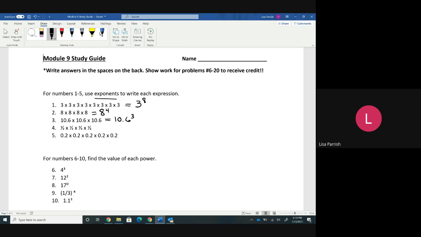So for this one, you have 10 and 6/10 to the 3rd power. Sorry, I'm getting tongue-tied here. All right, let's look at number 4.